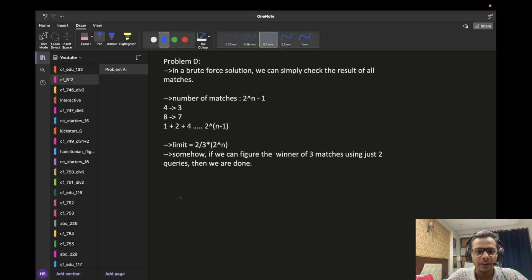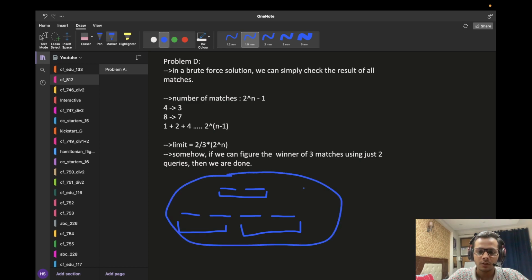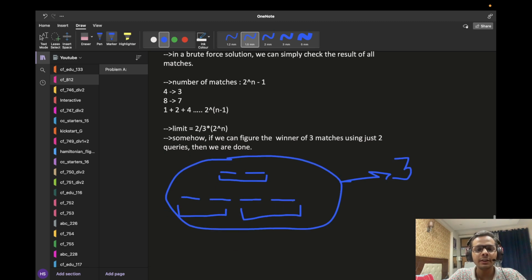What we'll do is focus on a group of 4 adjacent players. These 2 players will be playing a match, these other 2 players will be playing a match, and the winners of these 2 matches will play a match, right? So this way we have 3 matches. We'll try to figure out the absolute winner among all these 4 people using exactly 2 queries, right?